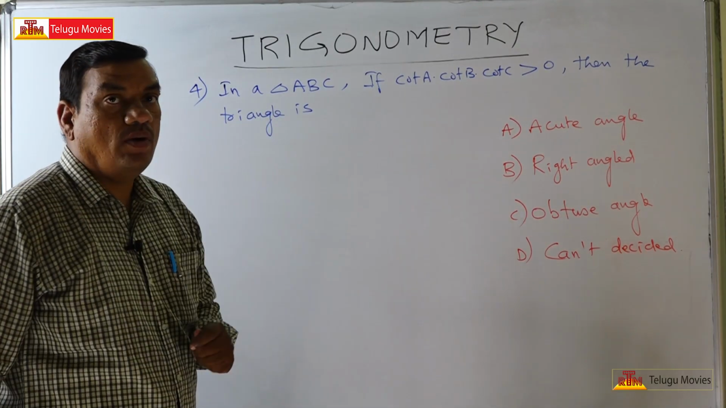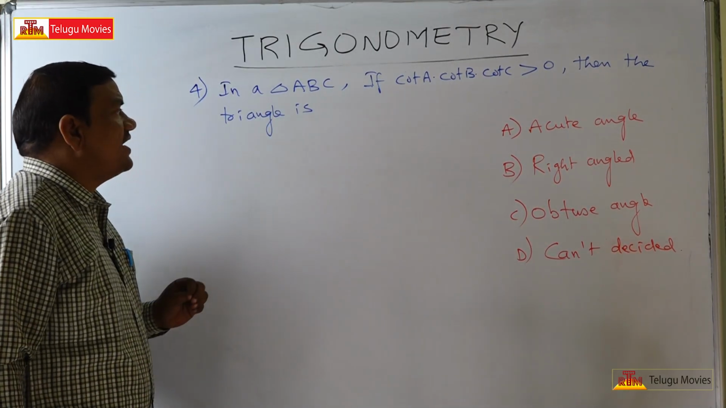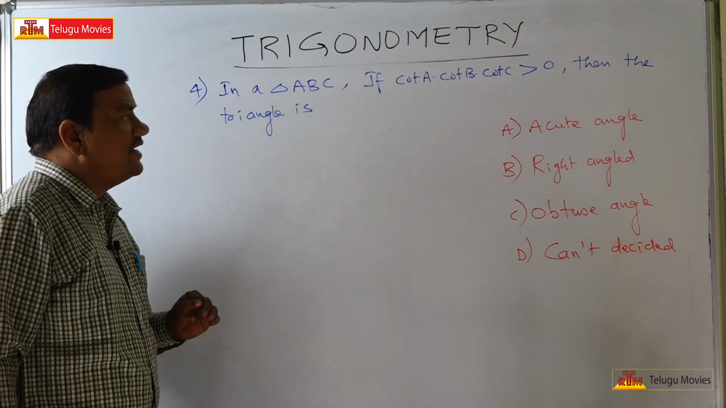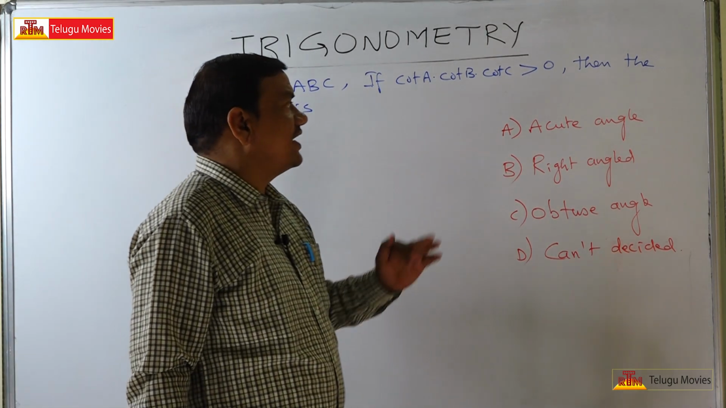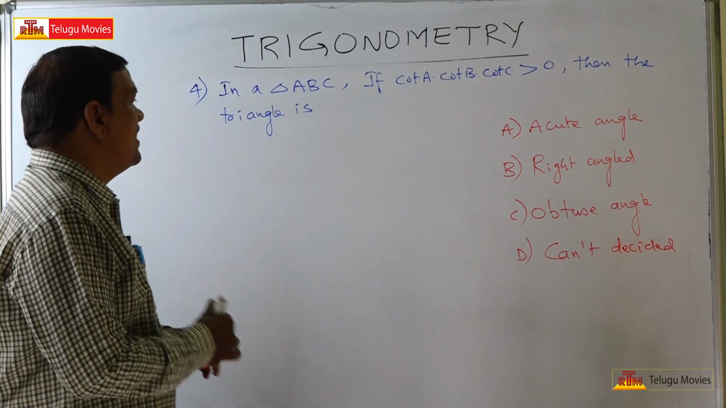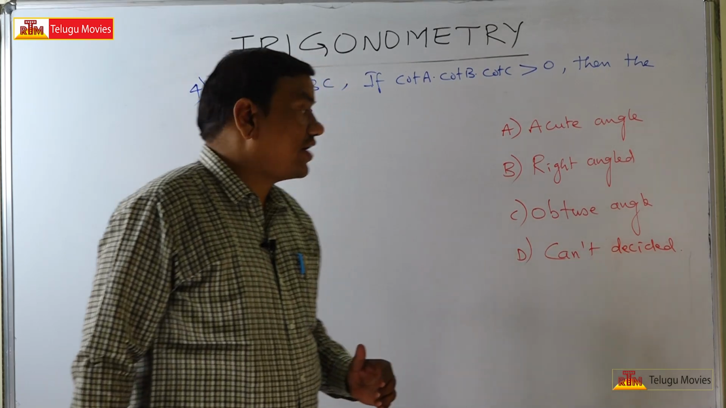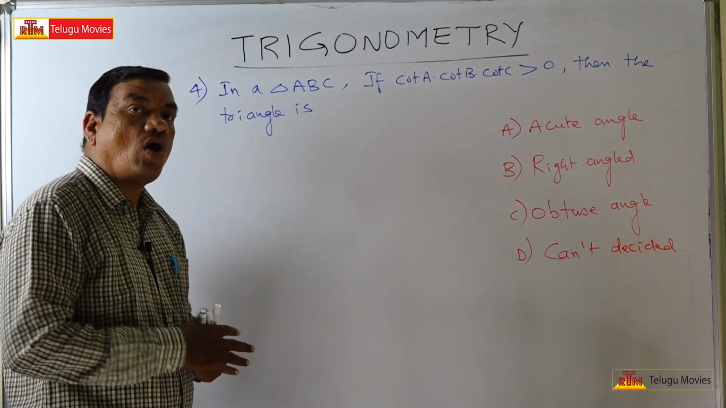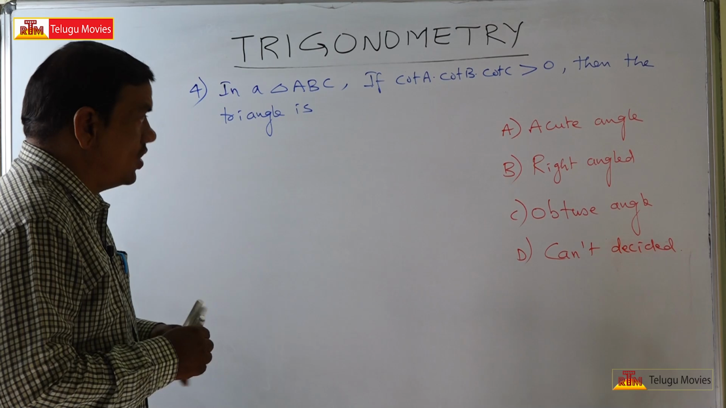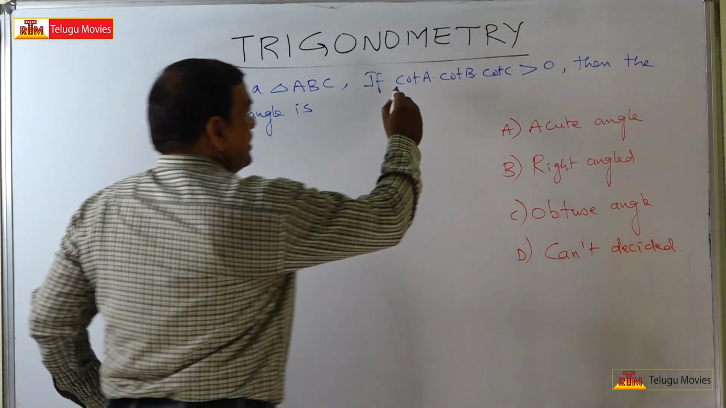Welcome to the fourth problem. It is given that in a triangle ABC, if cot A into cot B into cot C is greater than 0, then the triangle is: acute angle triangle, right angle triangle, obtuse angle triangle, or can't decide.